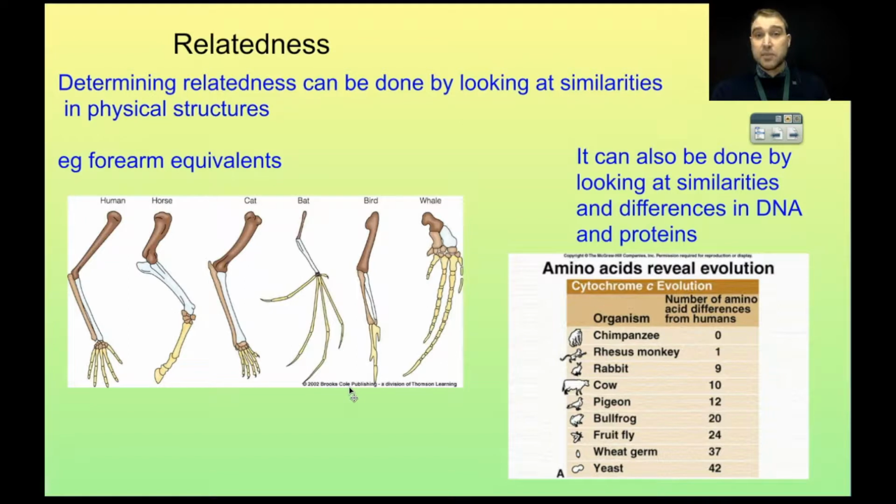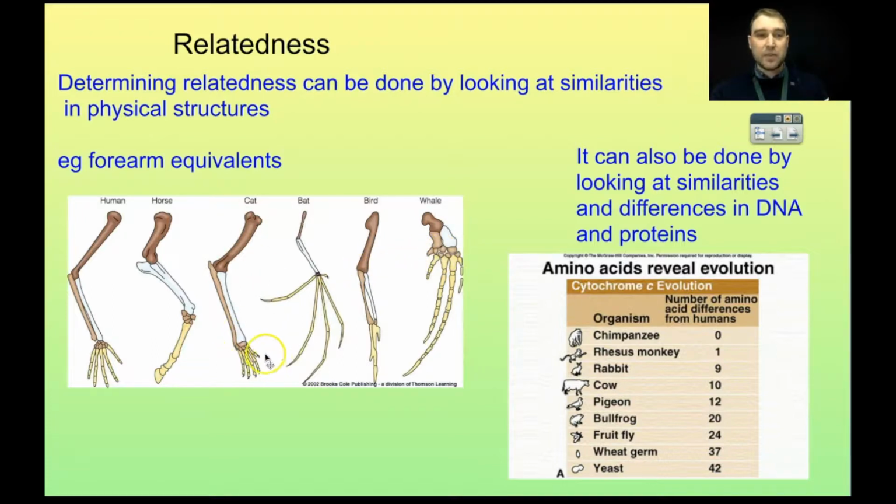So relatedness can be established by looking at similarities in physical structures. Here we have several forearms, and all of these are chordates. We have mostly mammals, but we have one bird, which is aves, or reptile. If we have a look, we have one big bone, two smaller bones, and then we have wrist bones and then fingers. We can see those structures repeated in reasonably closely related organisms.